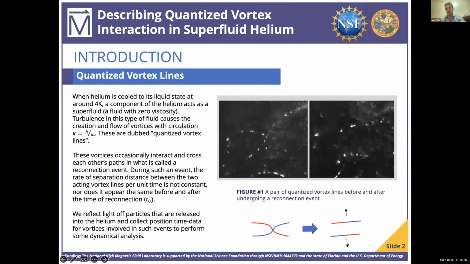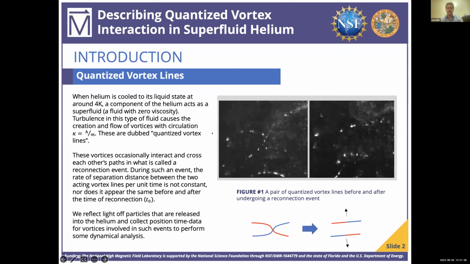So what are quantized vortex lines? Essentially, if we take a bunch of helium and cool it down to its liquid state at around 4 degrees Kelvin, a component of this helium acts as a superfluid, which is a fluid with zero viscosity. In this fluid, there's turbulence, which causes the creation and flow of vortices, right? Basically, mini little tornadoes, and they have a quantized circulation, which is why they're dubbed quantized vortex lines.